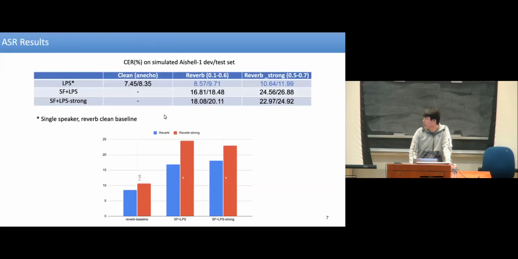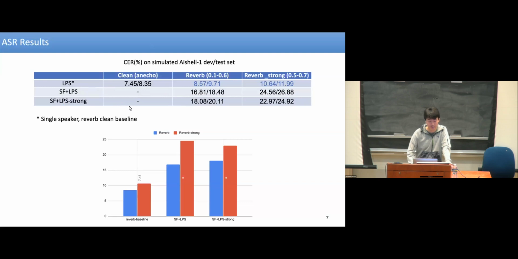So here is the table we have for these situations. For the first row, it is a single speaker reverb clean baseline, which means there's no overlap speech and also no other noise, but only reverberation.